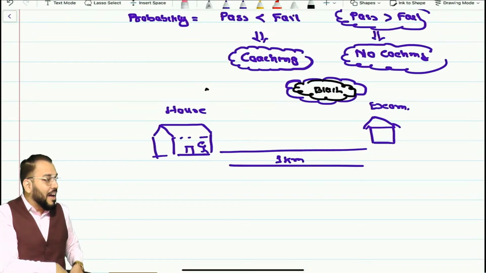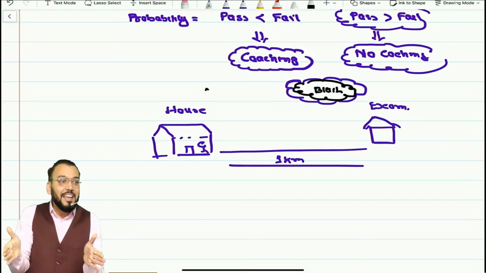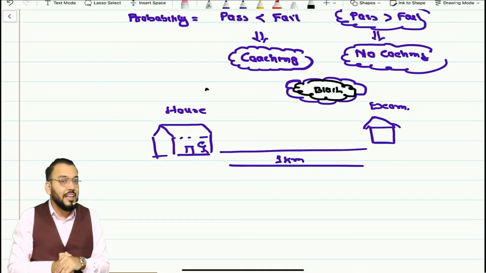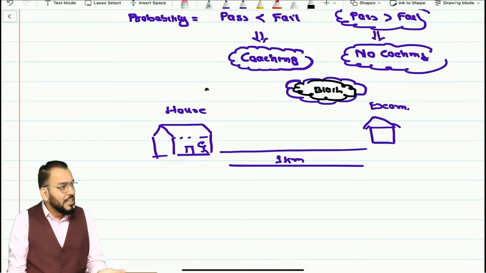You will take the umbrella. This is nothing but you have created one provision in your life. For that particular day, for that moment, till you reach the exam center. This is nothing but creation of provision.